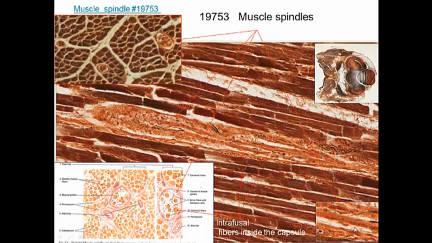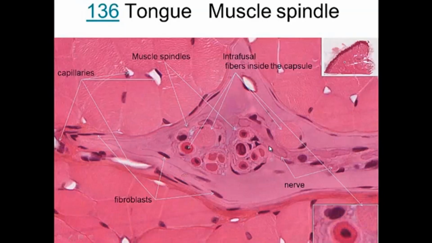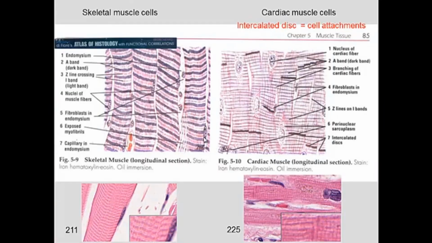If you see a higher mag of these, you can see there's actually striations of these intrafusal fibers that are inside the capsule. The capsule is dense irregular connective tissue that goes around it. If we look at the tongue, we can see another one. Here is a muscle spindle, and there's another muscle spindle here, and these are the intrafusal fibers right here, and this is the end of one of those fibers, but that's what we see. And this is a stretch receptor in muscle.